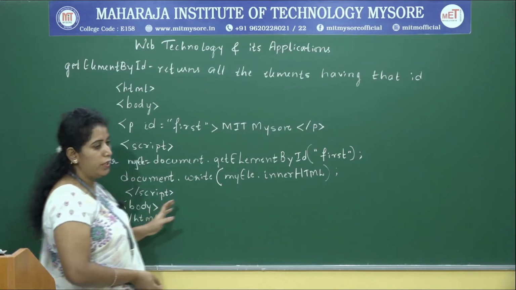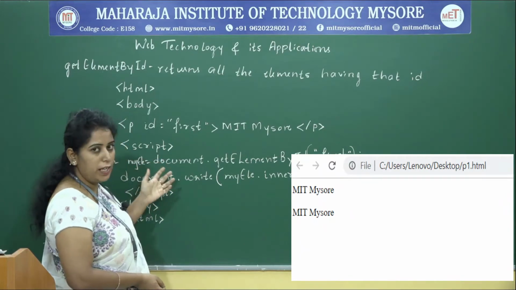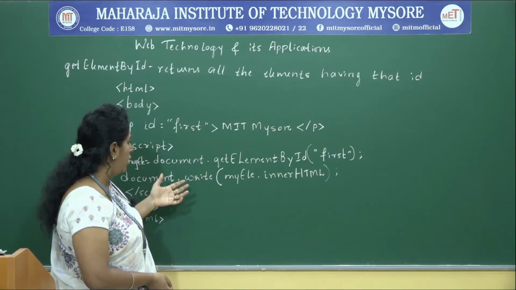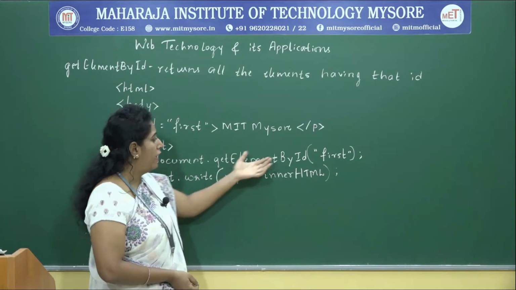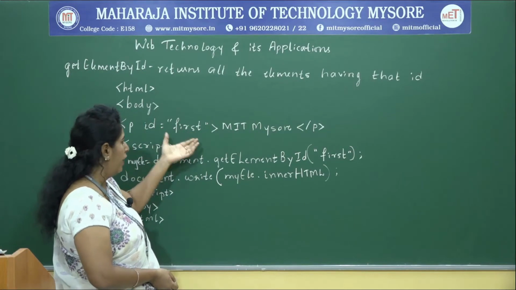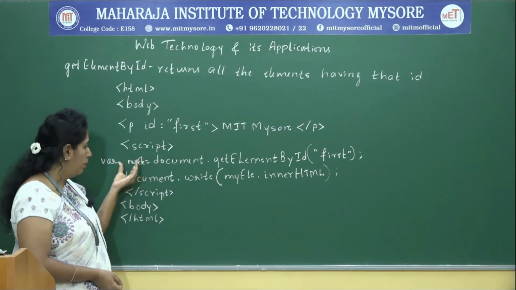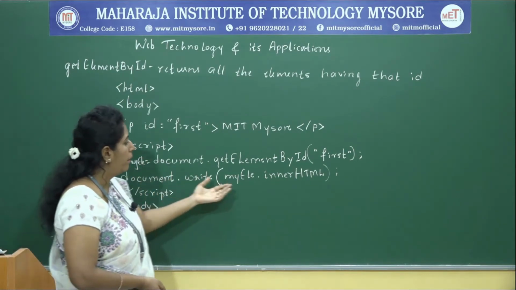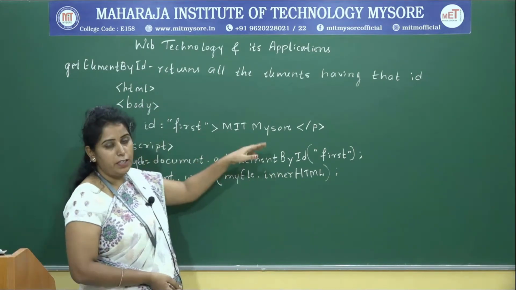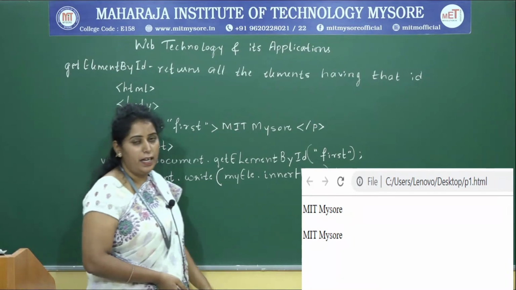Okay, now you run the program and look at the output to see how it is displayed. In the first line you can notice the output is MIT Mysore. After that, since you have passed the ID name first and it matches this ID, the content of that paragraph is assigned to another variable called myElement, and then you are printing the content of myElement. So finally the output MIT Mysore is displayed once again. This is what getElementById does.